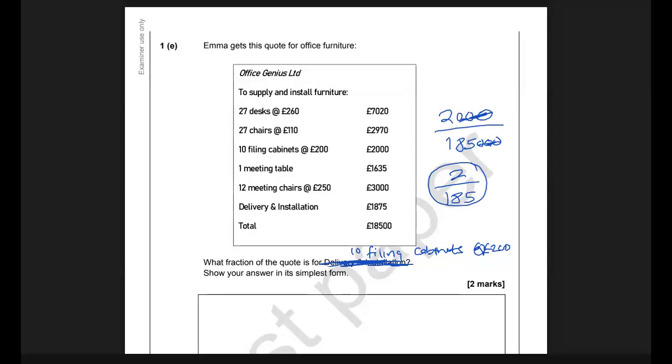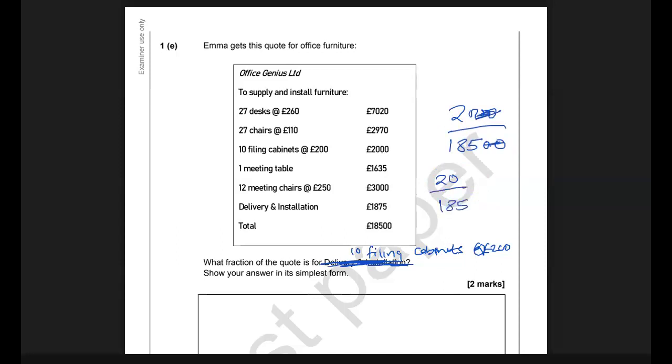Sorry, the other one is going to be directly 185, 18,500. So 2,000, you put 2,000 here over 18,500. There's no need for apologies for that. So this one, cancel this. That gives you 20 over 185.